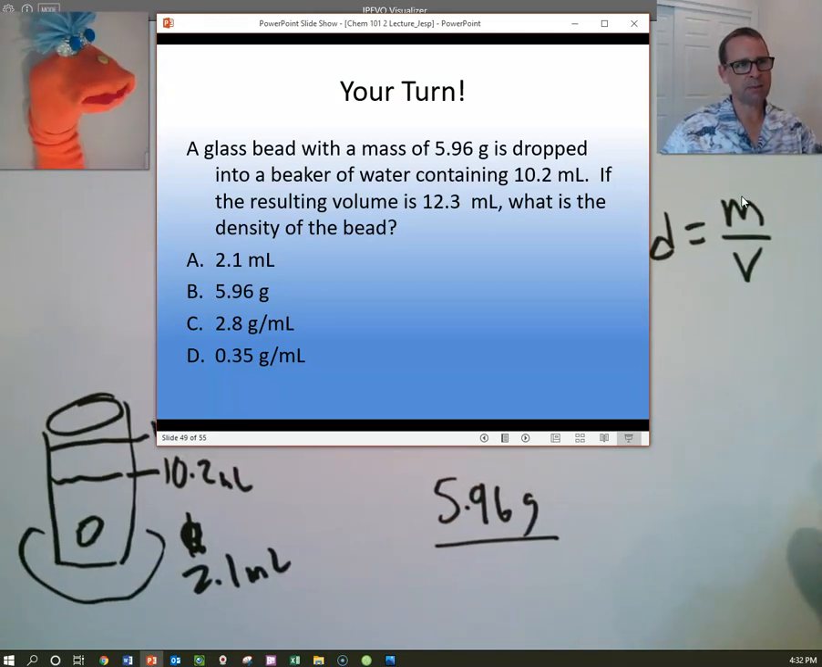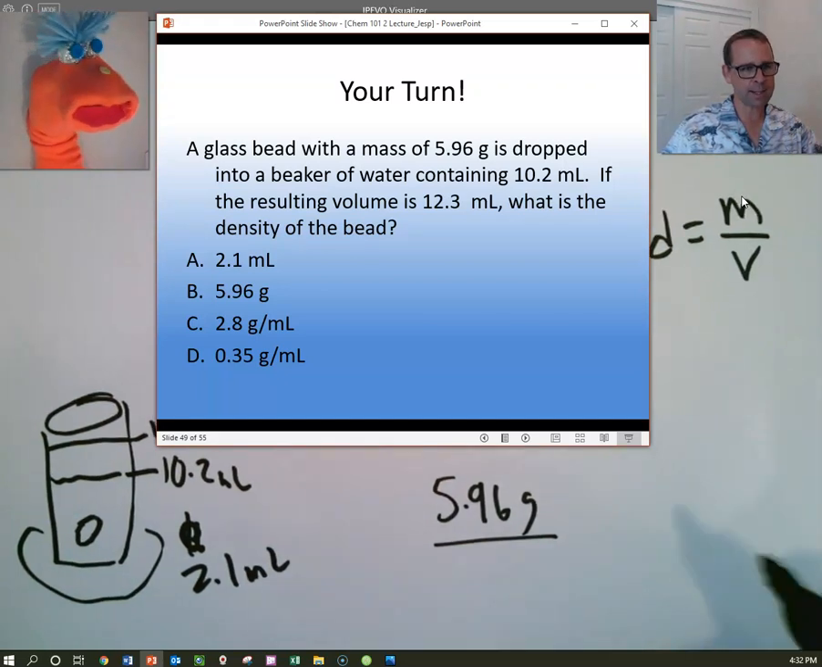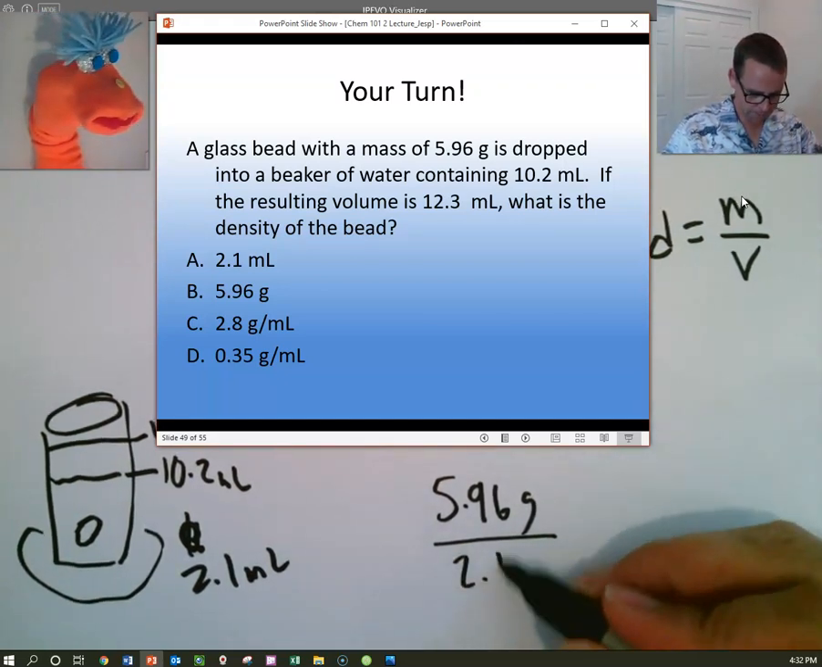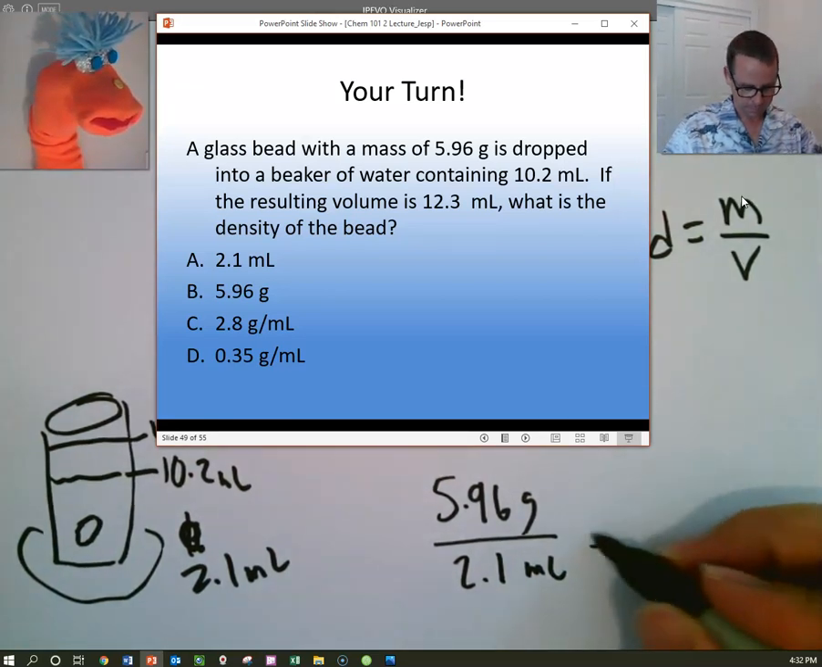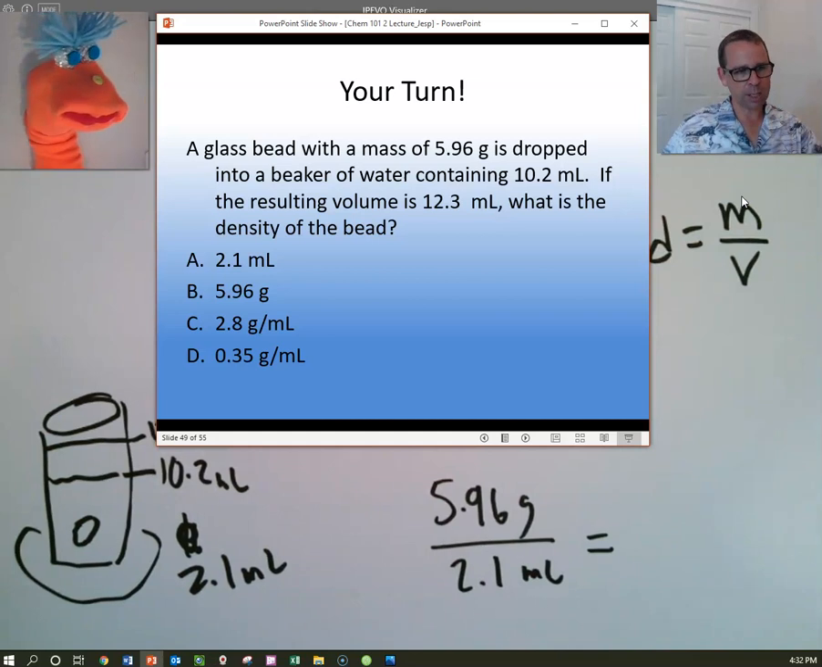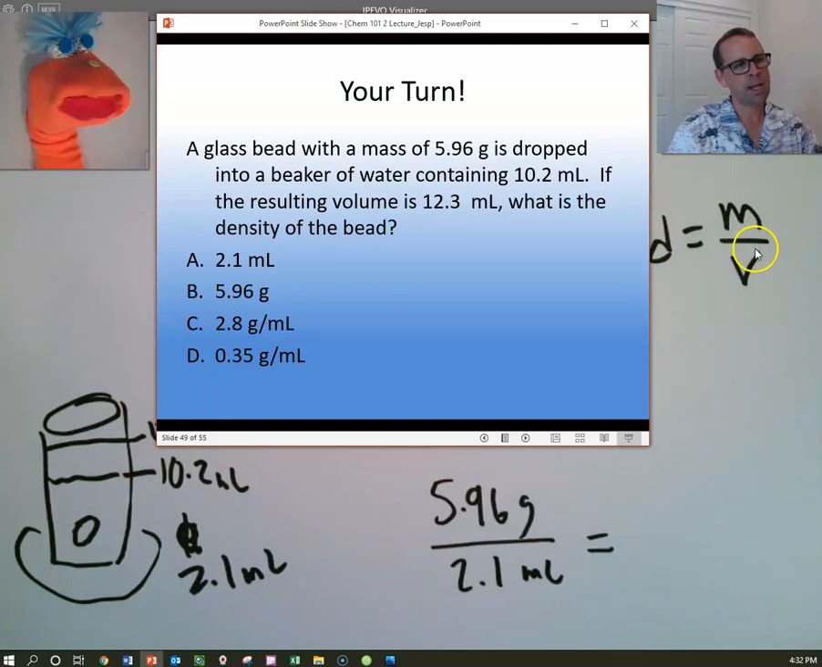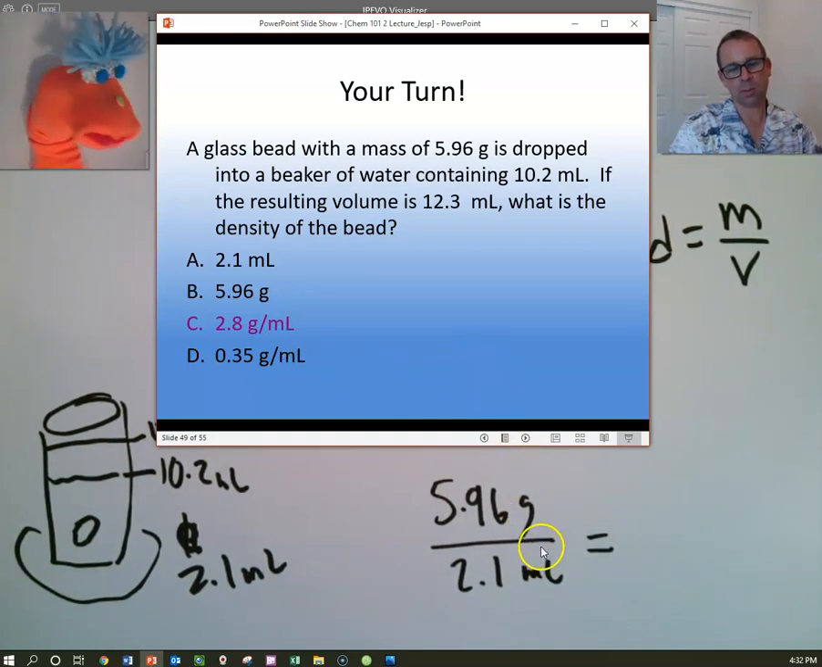Well, density is mass divided by volume, so you have to take the 5.96 and divide it by the 2.1. Like that? Yeah, that's it. So the 5.96 divided by the 2.1, what is that going to be? Is that our 2.8? Yeah. Okay, very good. Now, I also kind of knew it was either C or D, right? How did I know? I don't know. Because of the units, right? The units had to be grams per milliliter because we're talking about mass divided by volume. Okay, yeah, I get it. All right, so sometimes you can use the units to help you answer a question.